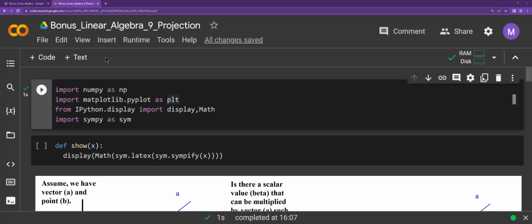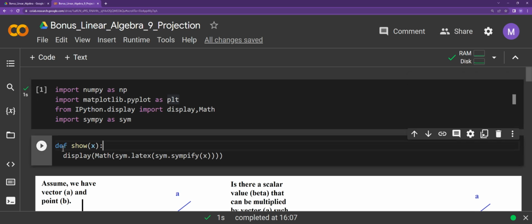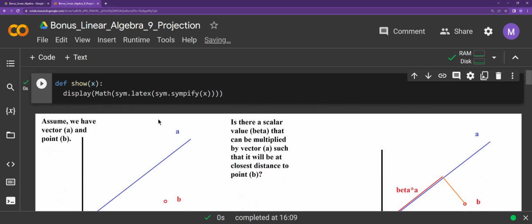So we will be covering a very interesting topic in linear algebra today, which is going to be vector projection. You will appreciate its importance as we go along the lectures, but today we start lightly from foundation and then just continue onward. So I'm importing the libraries and I'm defining this function that you're used to, okay?